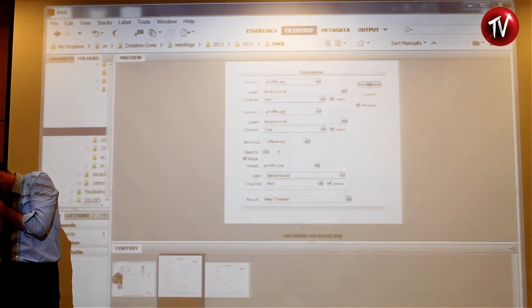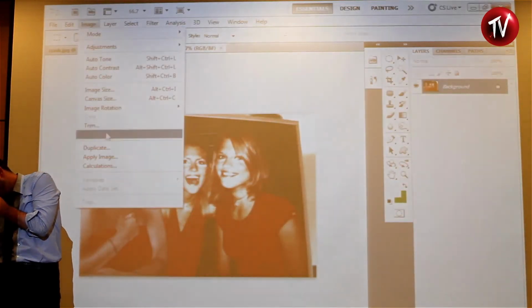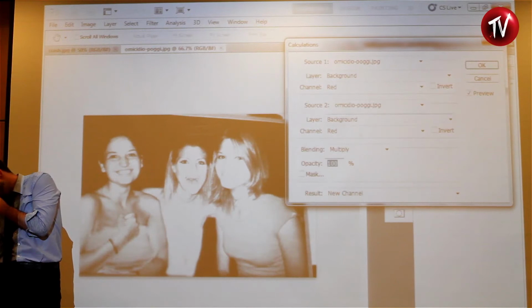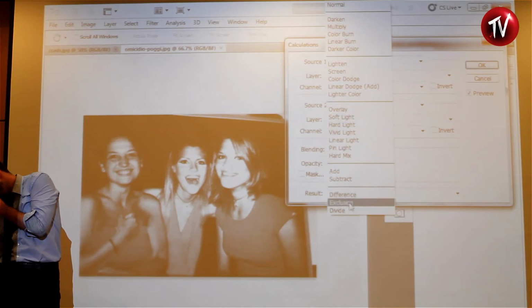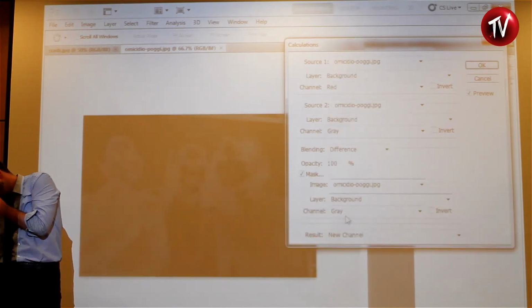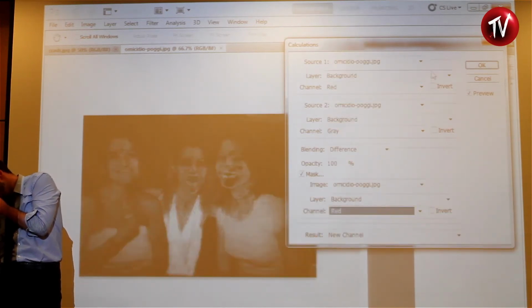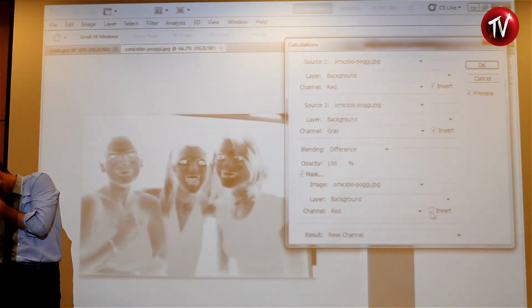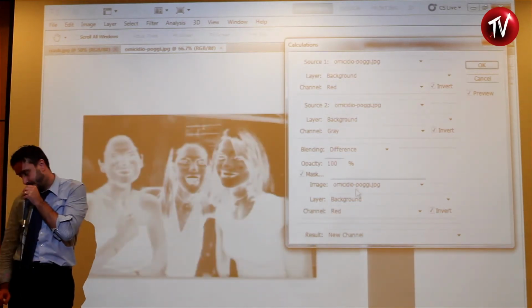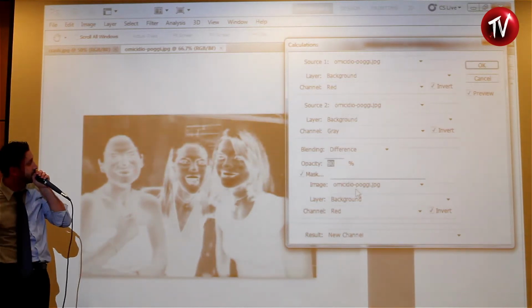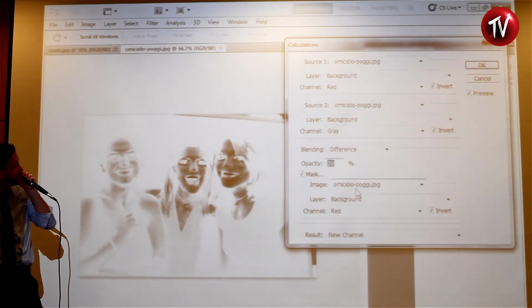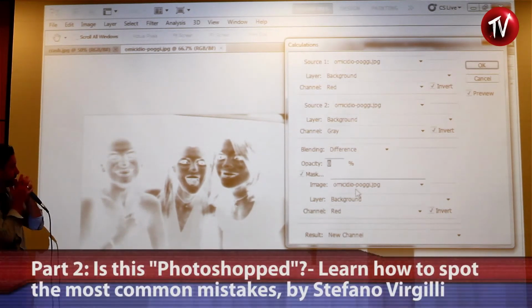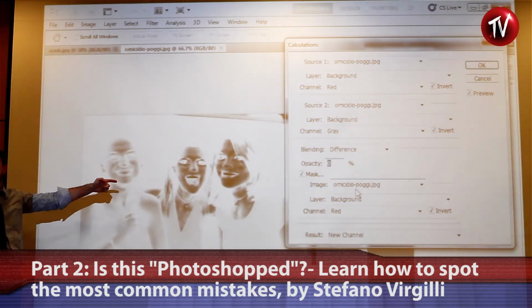Now let me go back to Photoshop. I will redo it. It's image, calculation, red over gray, blending mode difference, mask, choose red, invert, invert, invert. And then I will start decreasing the opacity. 80, 70, 60, 50, 40, 30, 20, 10, 0. Here we go. This is my mathematical evidence that has been tweaked.